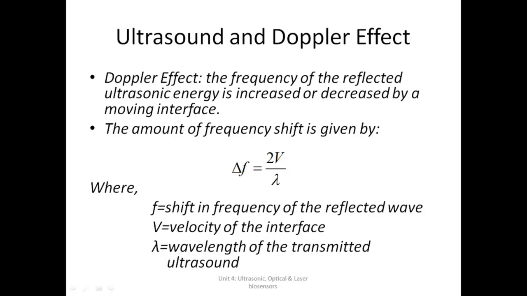The amount of frequency shift that is observed, delta f, is given by 2v divided by lambda, where delta f is the shift in the frequency of the reflected wave, v is the velocity of the interface, and lambda is the wavelength of the transmitted ultrasound.